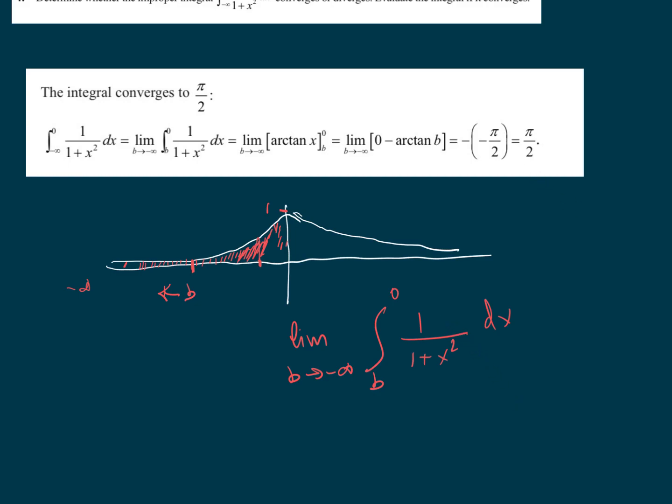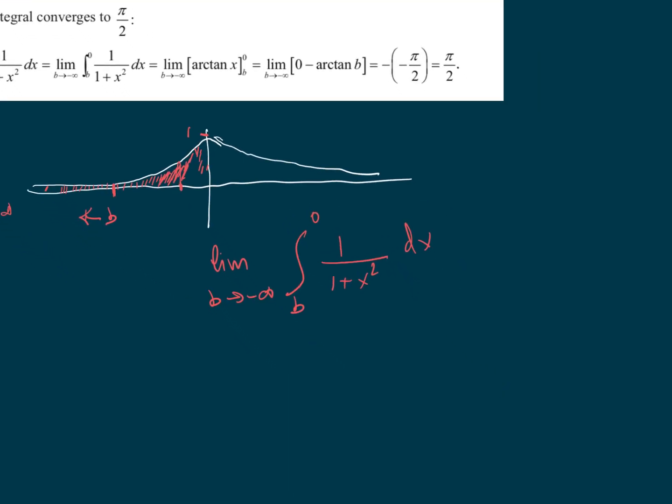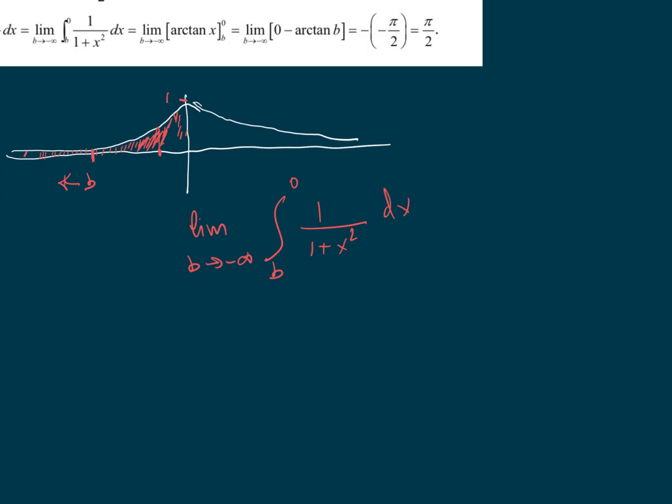So we know that the derivative of arctangent of x is 1 divided by 1 plus x squared. So the antiderivative of 1 divided by 1 plus x squared, the integral, is arctangent of x. So this is equal to the limit when v goes to minus infinity of arctangent of x evaluated between v and 0.